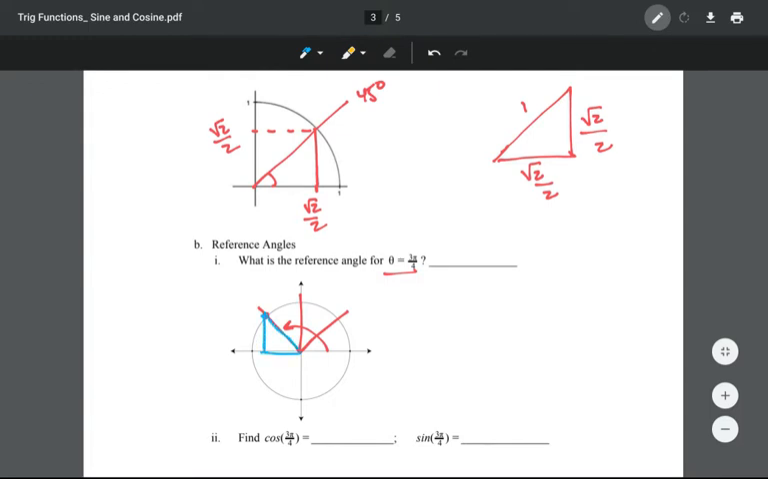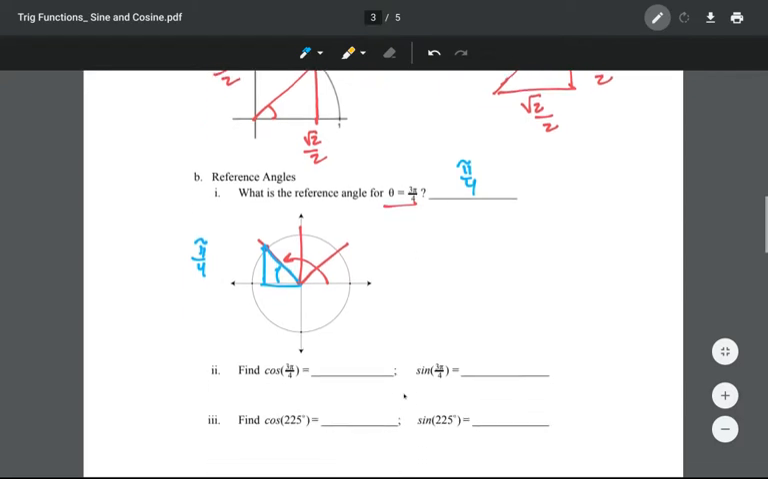Well, what I have left is my reference angle. My reference angle is the angle that goes from where I landed to the x-axis. And so if we're talking radians, that's going to be another pi fourths. So my reference angle here is pi fourths.